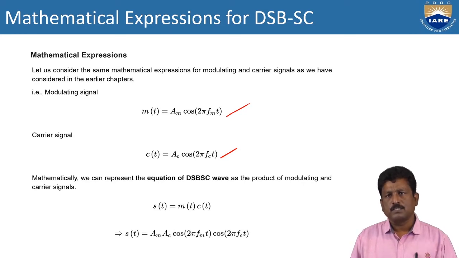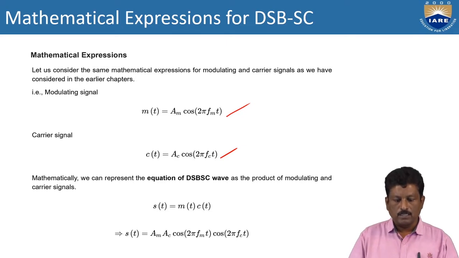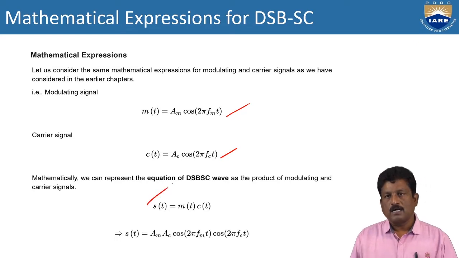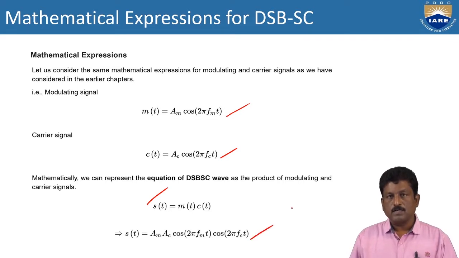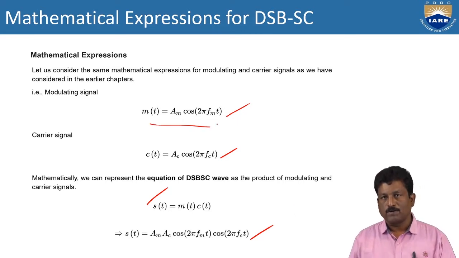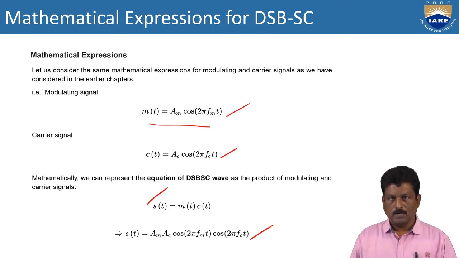By the generation techniques, this DSB modulated wave is nothing but the product of the modulating signal and the carrier signal. The modulated wave is given by s(t), the product of m(t) and c(t), which gives the DSBSC wave: s(t) = AmAc cos 2πfmt cos 2πfct. This is a product signal. From this modulated wave, we have to retrieve our original modulating signal m(t) by the operation of demodulation. That is the main discussion in this class.